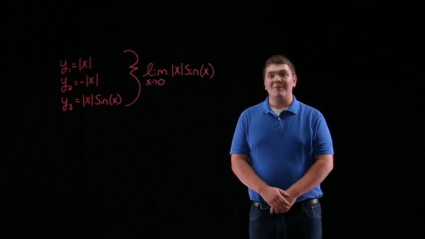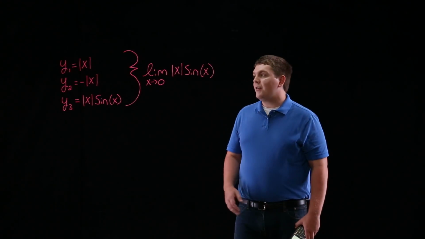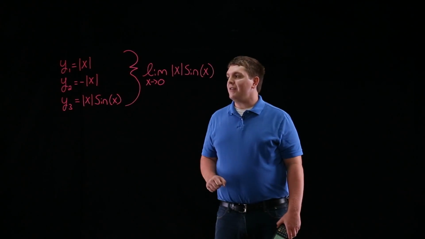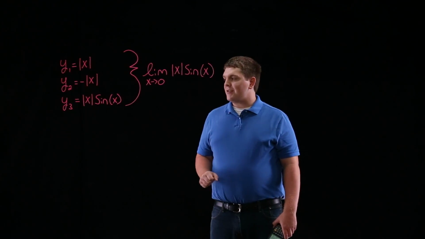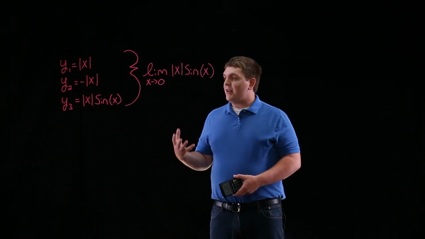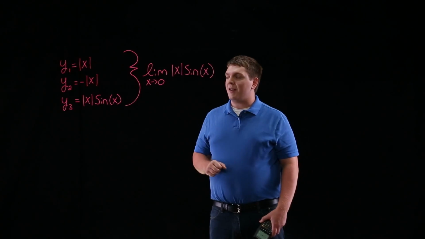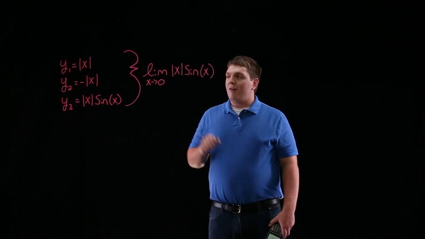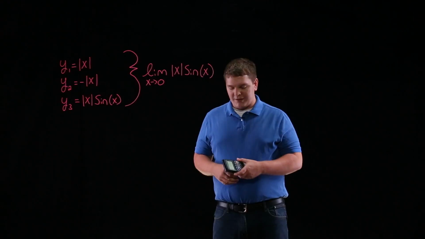Hi, my name's Gabe. For this problem, we're asked to use a graphing utility to graph the functions the absolute value of x, negative absolute value of x, and the absolute value of x times sine of x. And then we'll use the ideas behind the squeeze theorem to find the limit as x approaches 0 of the absolute value of x times sine of x.